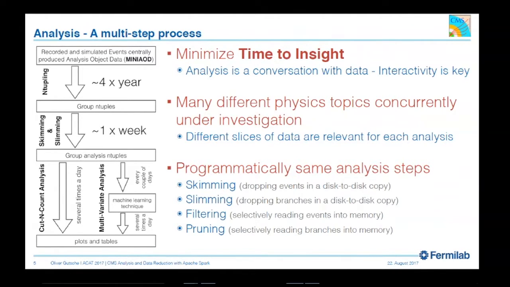They do skimming, which is dropping events in a disk-to-disk copy. So this is when you make an n-tuple. It is slimming, which is dropping branches in a disk-to-disk copy. That's at the same stage. And then you have filtering, which is selectively reading events into memory, only the events you're interested in, or pruning, selectively reading branches into memory. And these are the four basic transformations that you do when you do analysis.